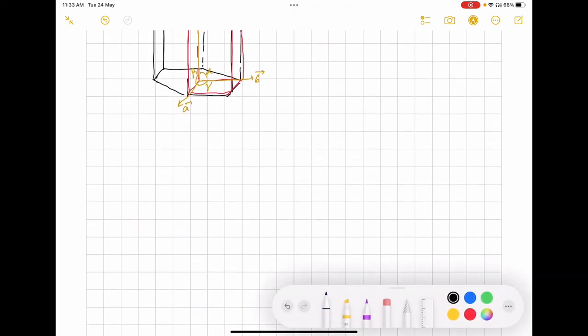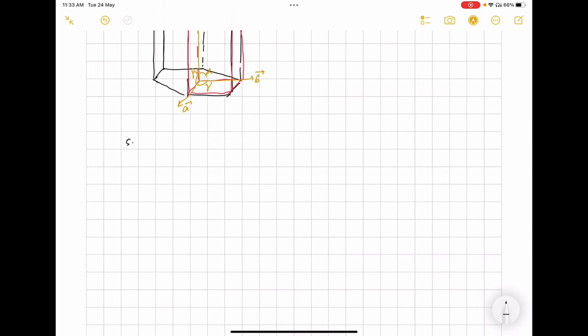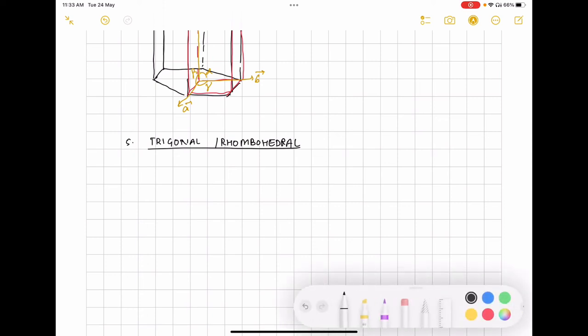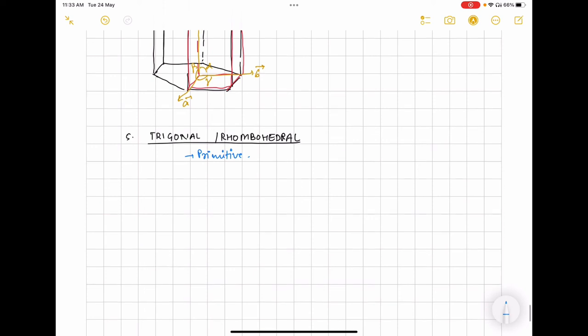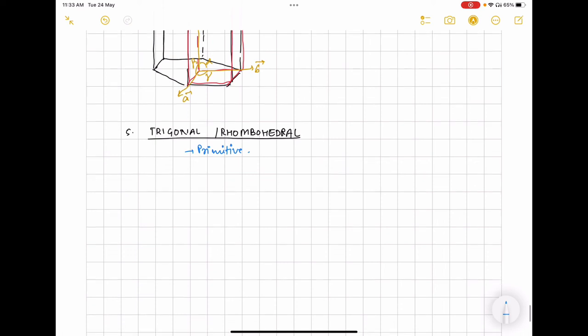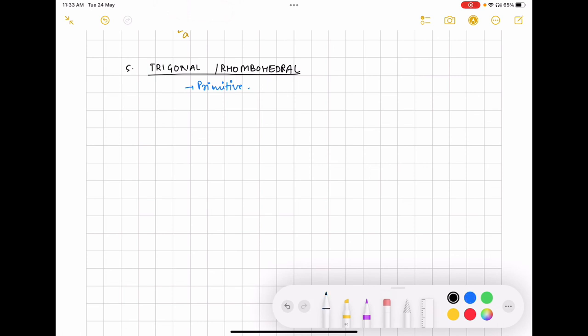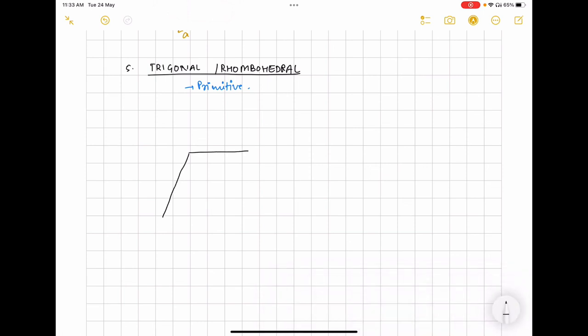Let us move to the trigonal crystal system. Trigonal, this is also called rhombohedral. In this case also, only the primitive kind of lattice exists. Only the primitive one. So this is basically an equiangular and equilateral parallelepiped. This is a general parallelepiped. So let us make the unit cell.